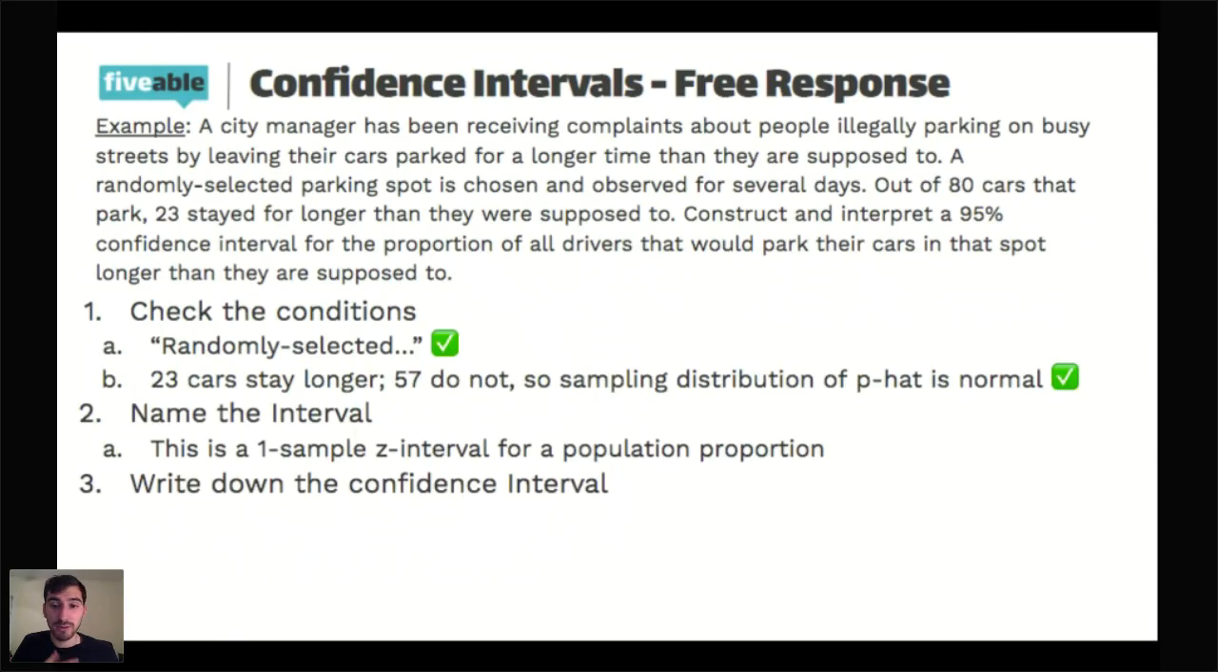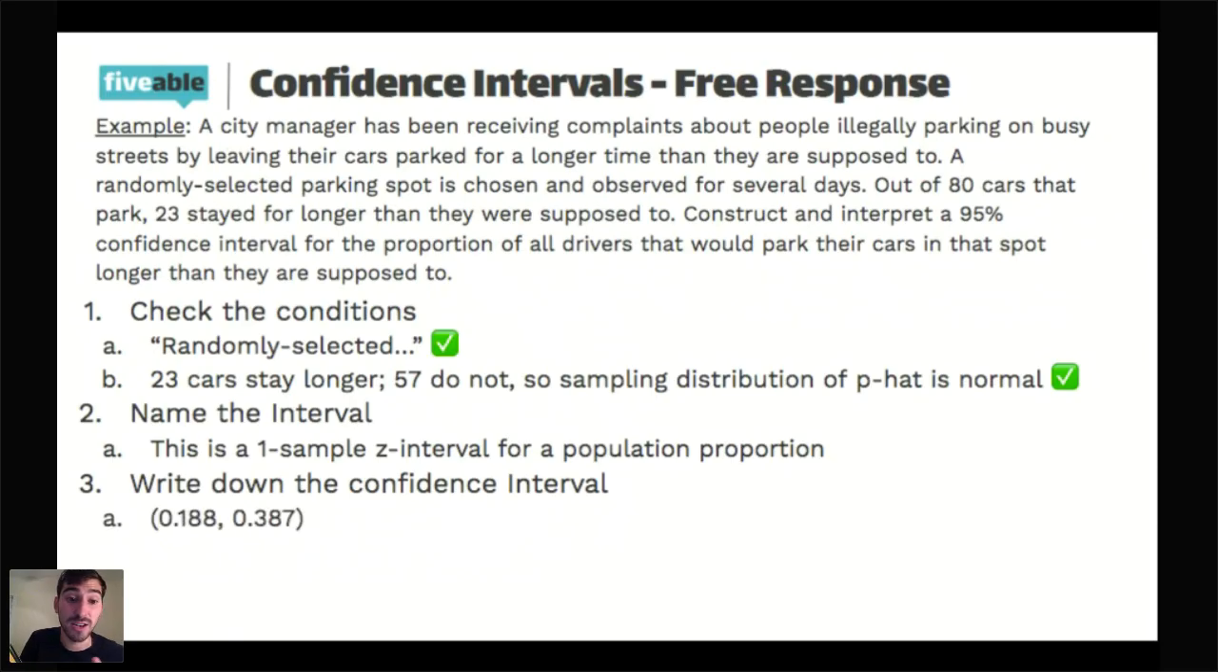I go to my calculator. I go to stat tests. I slide down to 1-PropZInt when I'm doing proportions. If you have a TI calculator, they're called 1-PropZInt, not 1-SampZInt. I say x is 23. I say n is 80. I say my C-level is 0.95. And I click calculate, and it spits out something like that.